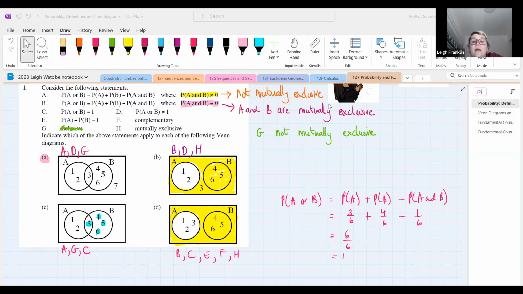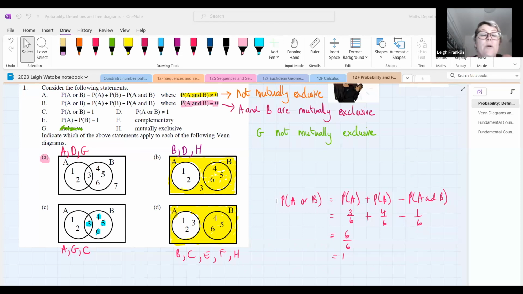All right. Yes, I can explain the idea behind complementary again. The only events that you can see on the screen that are complementary are in diagram D. The complement of A is B and the complement of B is A. So everything that isn't A is B and everything that isn't B is inside A. So that's why A and B are complementary events.